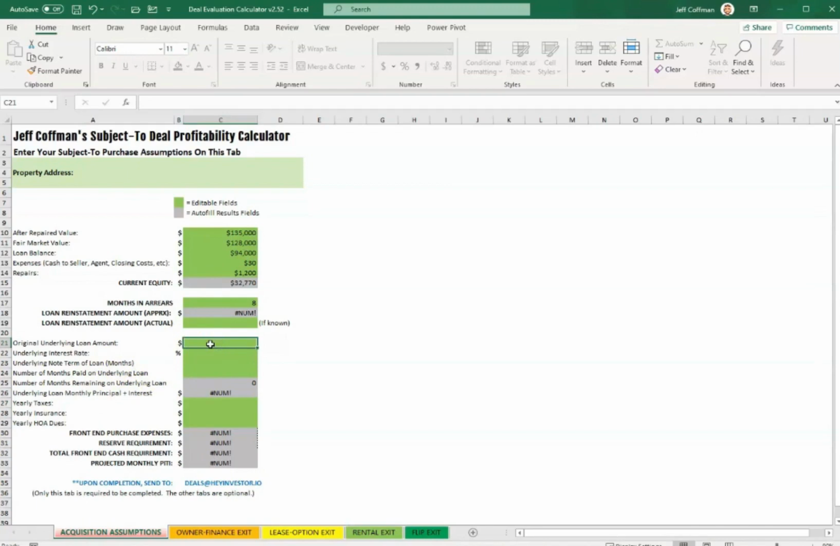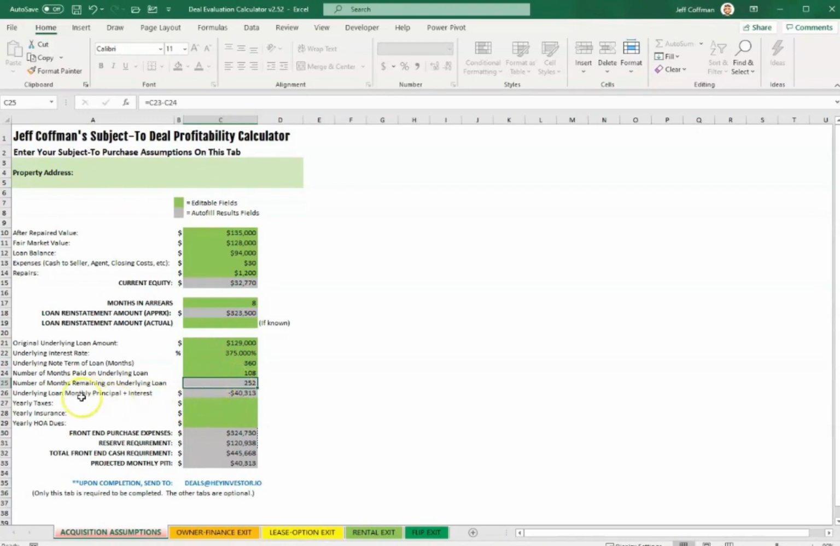She got approved for the loan at $129,000. That's how much her original loan was written for. Her underlying interest rate was 3.75. The term of her loan was 360 months. And the number of months that she had paid on that loan by the time I met her was 9 years into this mortgage, so it was 108 months. So she had 252 months left on this note.